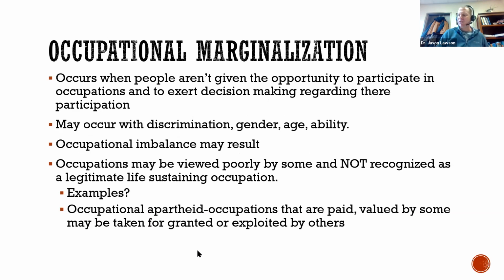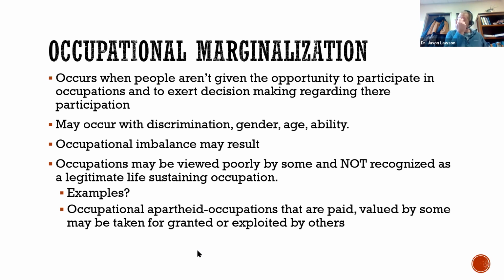Occupational marginalization occurs when people aren't given the opportunity to participate in occupations, or that choice is taken away from them. They don't have a choice to engage in what they want to engage in. This may occur with discrimination. It may occur with men versus women. It may be related to age, or even overall ability. As a result, if you're not able to engage in occupations you want to, or you're not given a choice, you may see an imbalance that's a result also.